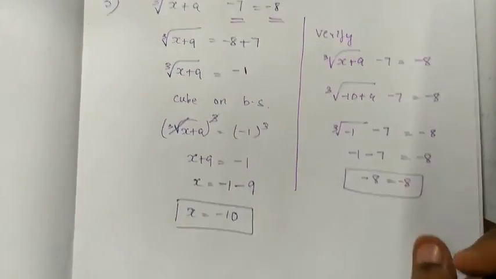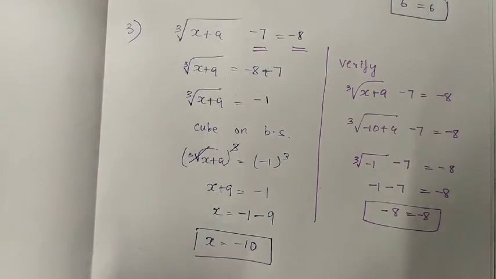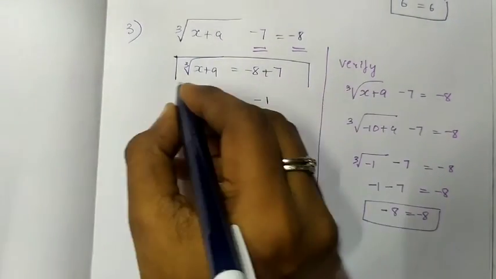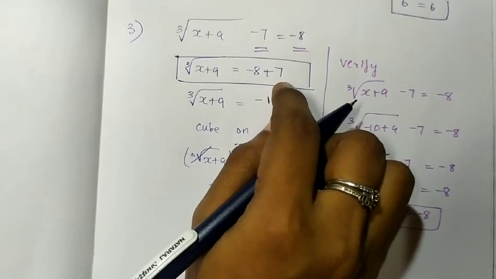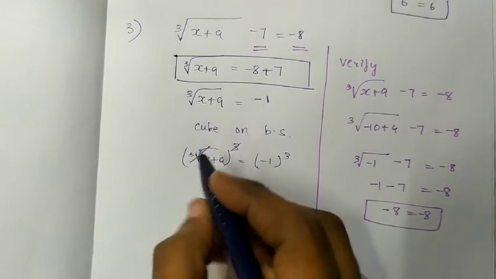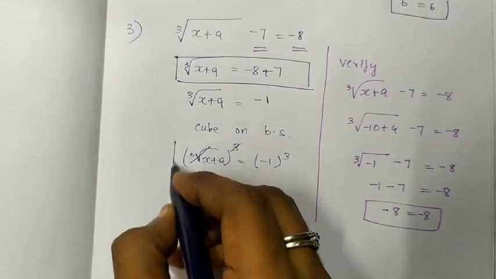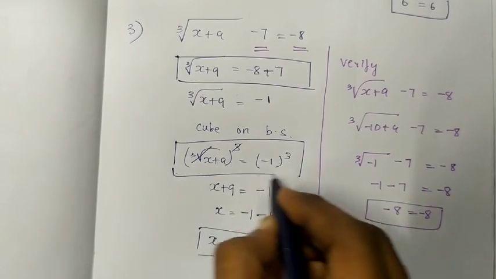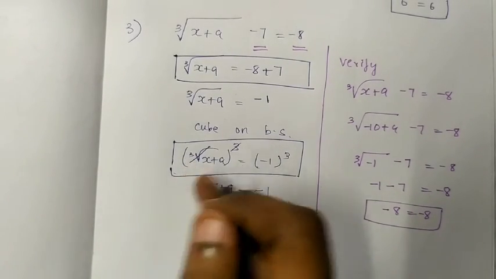We have solved the problem. Things you need to remember is, while changing the symbol, you need to be very careful. Don't forget to take cube on both sides. Then only you can cancel the cube root.